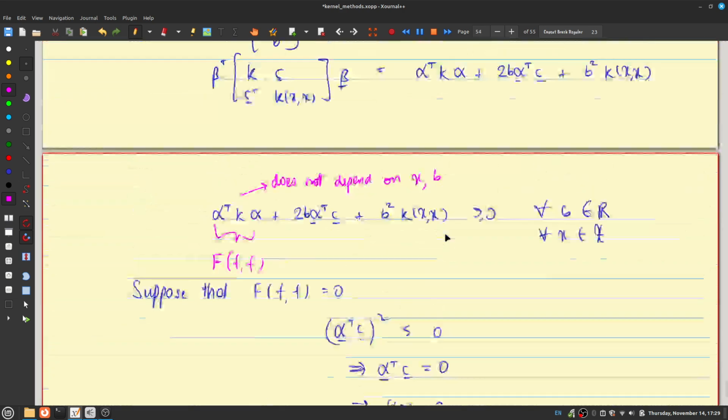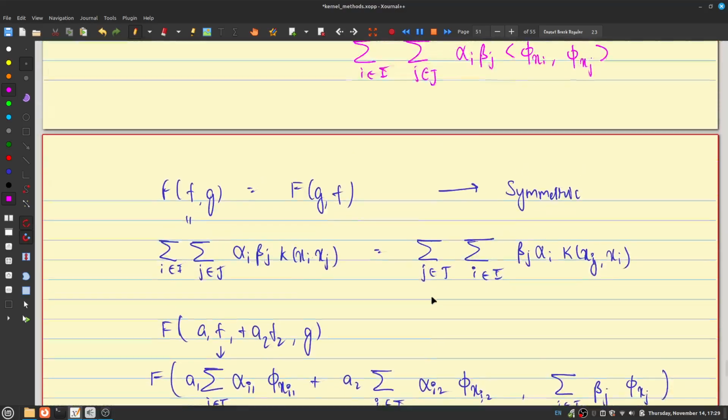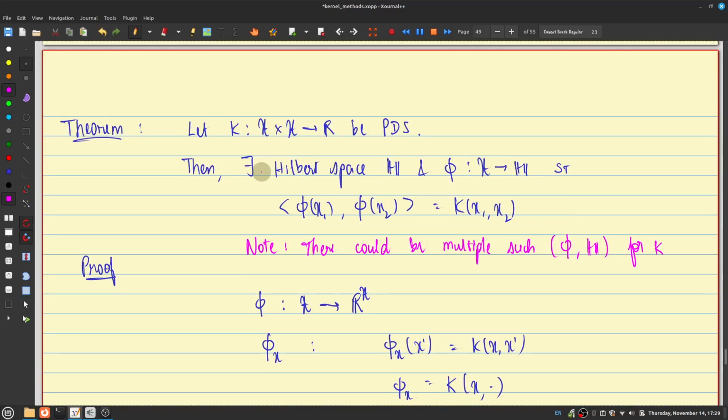So in other words, I started out with a kernel, right? I said that there could be multiple Hilbert spaces and mappings to that Hilbert space. There could be multiple Hilbert spaces for which K of x1, x2 behaves like an inner product. But the point here is that if I also want it to be a reproducing kernel Hilbert space, then there's only one. There's only one reproducing kernel Hilbert space corresponding to this particular K. There are no two ways of constructing a reproducing kernel Hilbert space.